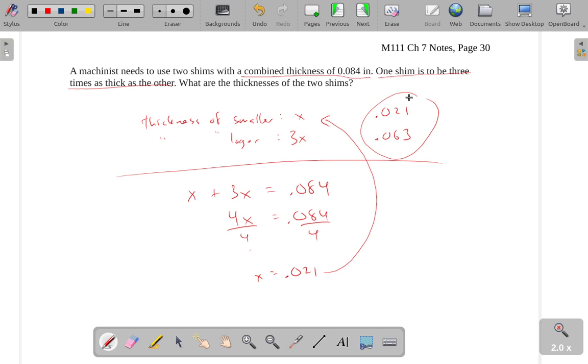So the 2 shims: the first one, the smaller one, would be 0.021 inches. The larger one would be 0.063 inches. This is a general technique that you can use to solve a lot of these problems.